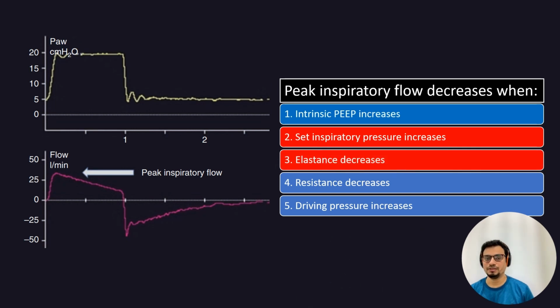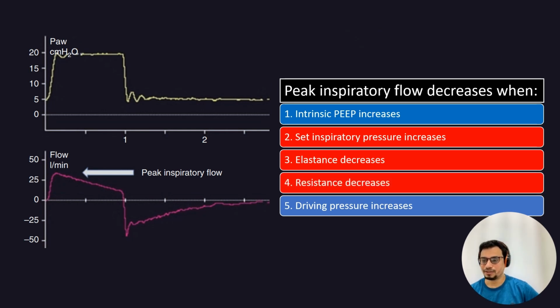Coming to the fourth option, which is resistance. What is the relationship between resistance and peak inspiratory flow? This is the airway, and there is the flow of air, and against the flow of air there will always be resistance. So there is an inverse relationship between flow and resistance. Flow is inversely proportional to resistance, so the peak inspiratory flow should rise. So this option is also wrong.